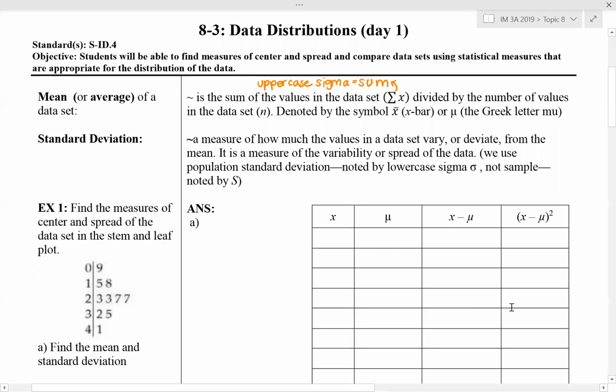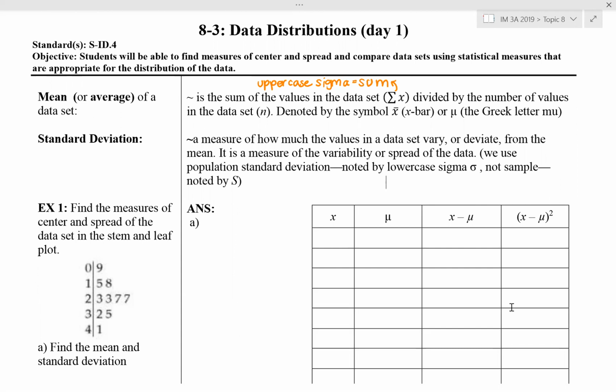In this video, we're going to go through the notes for section 8.3, which is data distributions. We're only going to do half of the examples in that section for this day. And so in this video, we will be able to find the measures of center and spread and compare data sets using statistical measures that are appropriate for the distribution of data.